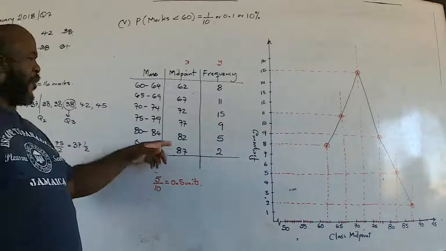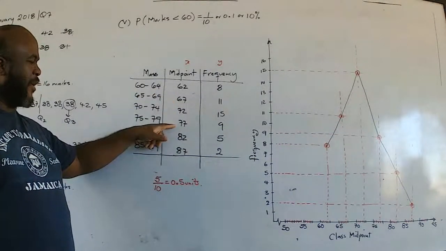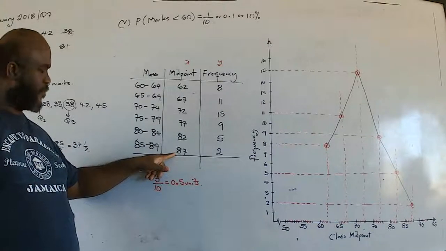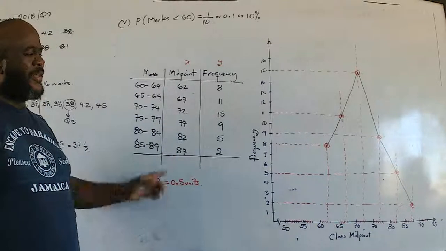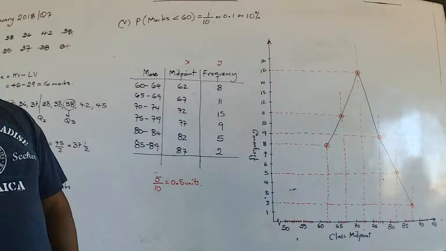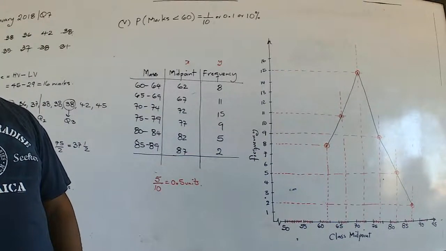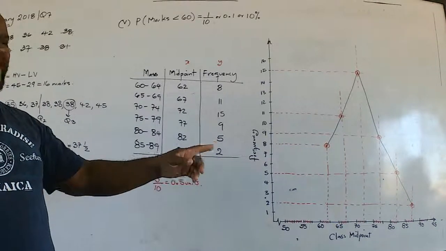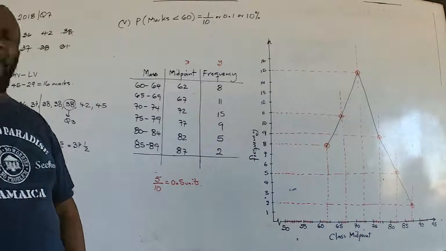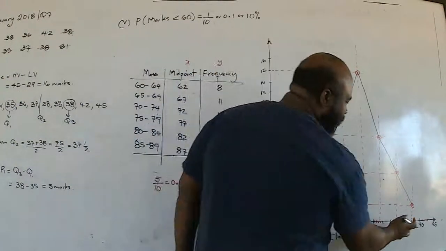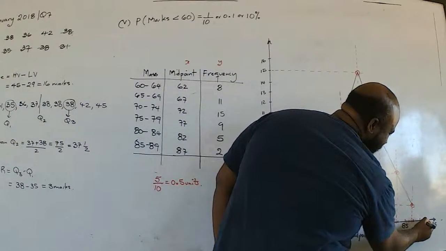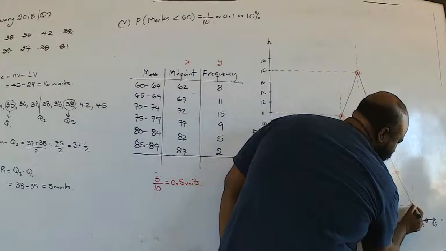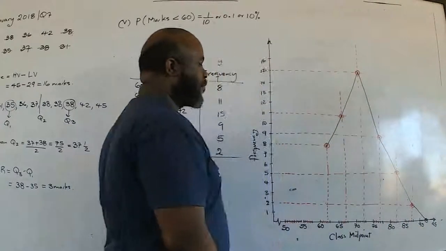How much is this going up by? 5. If it's going up by 5, what is the one after 87? Your frequency polygon ends at 92 on your horizontal axis. So 90, 90.5, 91, 91.5, 92. It ends at 92, and you can connect it.